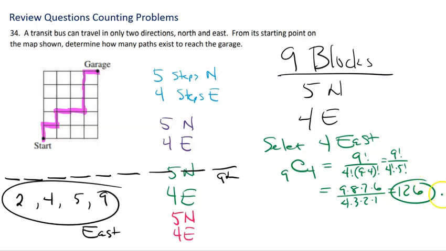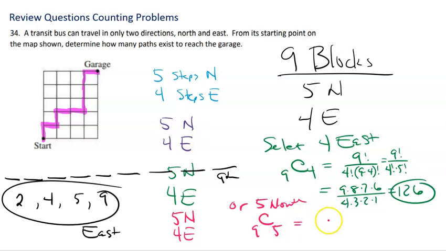Now, why am I not picking the north? Because if you do a combination of 9 choose 5 for north, we're not doing both, right? Otherwise it wouldn't be 9 choose 5; it would be 5 choose 5, and there's only one way to do that. Or you could select 5 going north, and that would be a combination of 9 choose 5 instead.